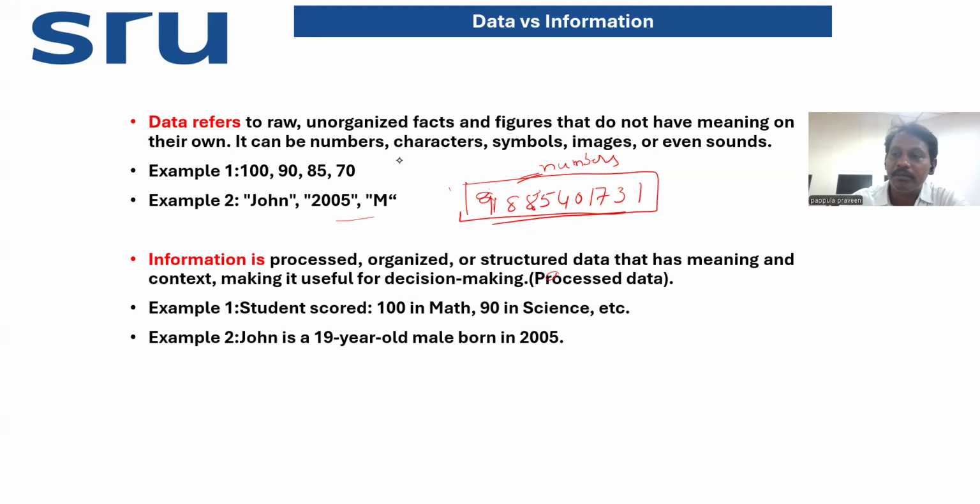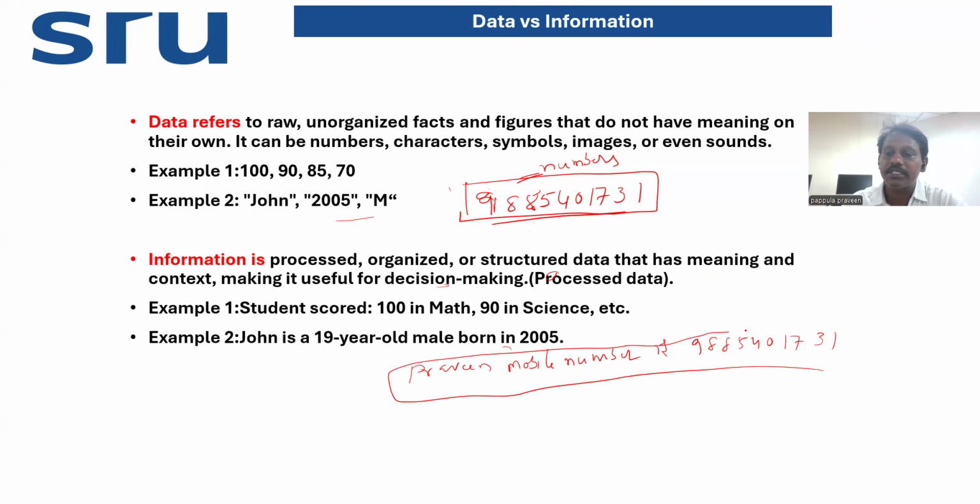See, there is no meaning in data. There is no meaning here. But now coming here, we have a meaning. So now we write: Praveen's mobile number is 9885401731. Now this is called a meaningful statement or sentence. You observe, 9885401731 is the mobile number of Praveen. This is a meaningful statement or meaningful sentence.